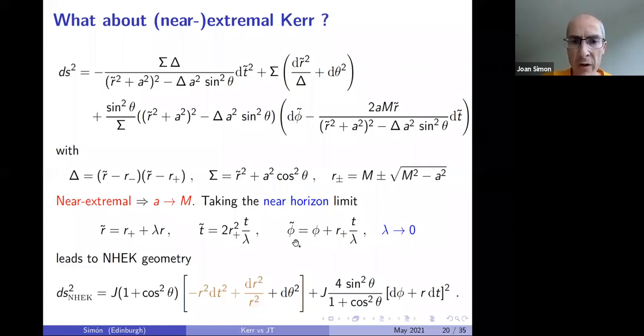Let's take this near horizon limit, same notation as before. Notice that I'm rescaling the time as before. I am exploring the geometry close to the outer horizon r_+, with lambda going to 0 and modulo signs. This is the same kind of linear transformation in the rotation direction.